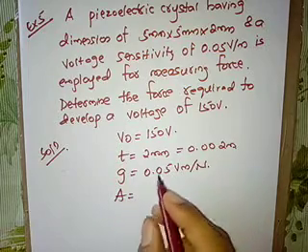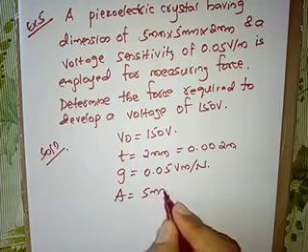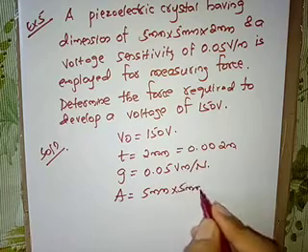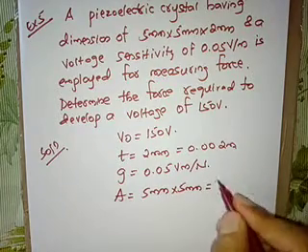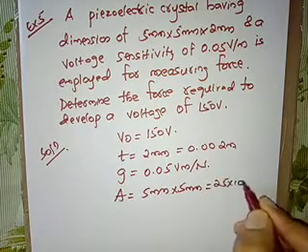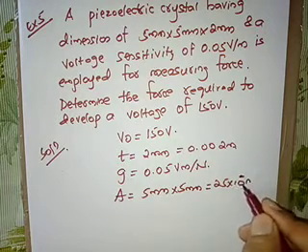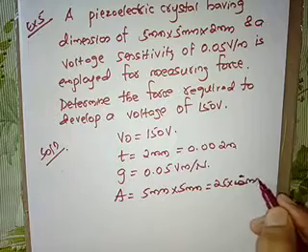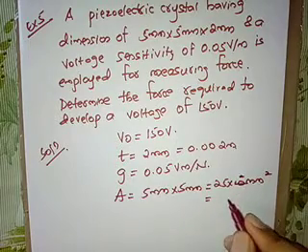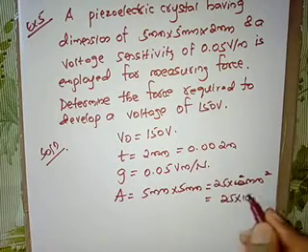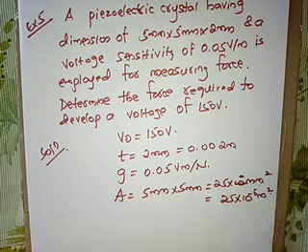Okay, so what will be the area? Area is length into breadth, so it is 5 mm into 5 mm. So this comes out to 25 millimeter square. So this will be equal to 25 into 10 raised to minus 6 meter square, because 1 millimeter is 10 raised to minus 3. So 10 raised to minus 3 into the whole raised to 2 will be 10 raised to minus 6 meter square.